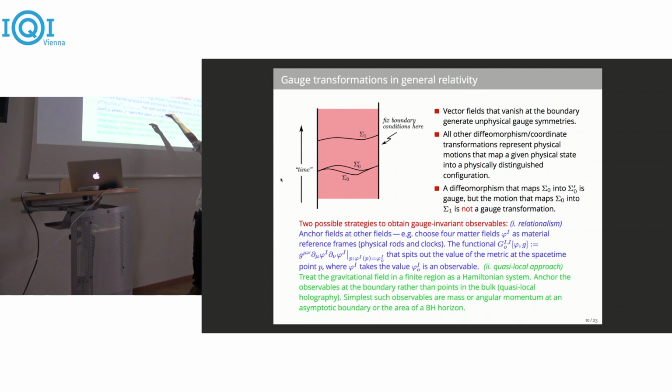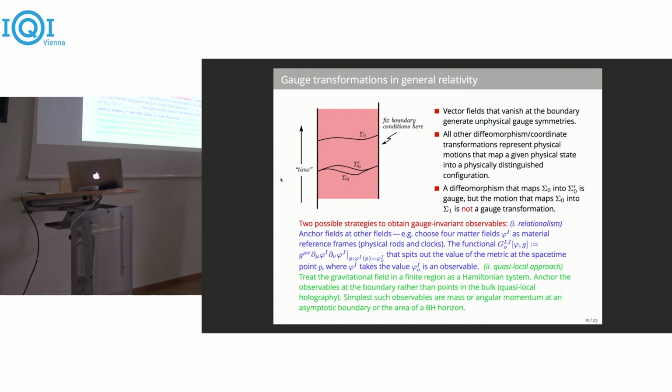So moving from sigma 0, a partial initial hypersurface that is locked at the boundary, to sigma 0 prime is an unphysical gauge transformation. It's just a change of how to organize your degrees of freedom on sigma naught. However, if you consider a diffeomorphism that moves this hypersurface forward, which is generated by a vector field that does not vanish at the boundary, then this is not a gauge transformation. This is a physical motion that moves one configuration of the gravitational field into a different, gauge-inequivalent configuration.